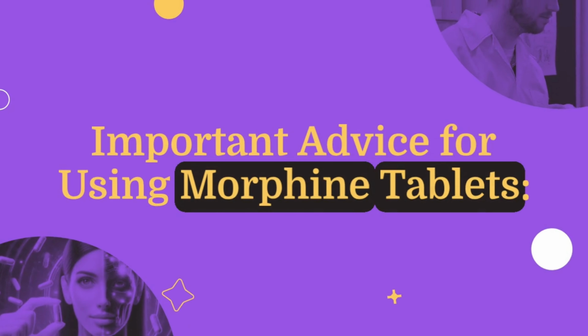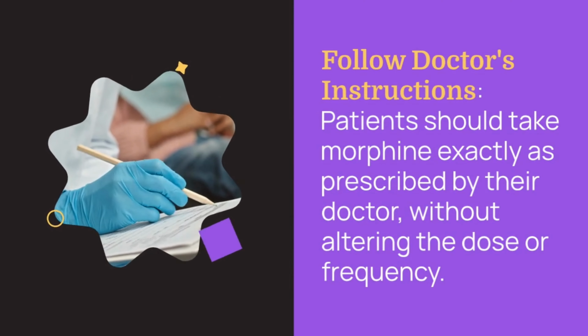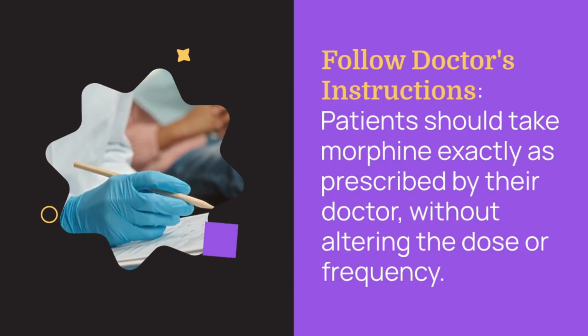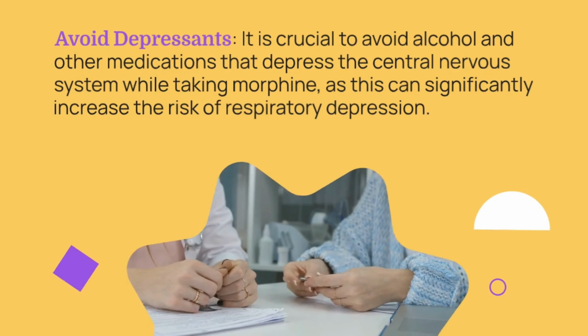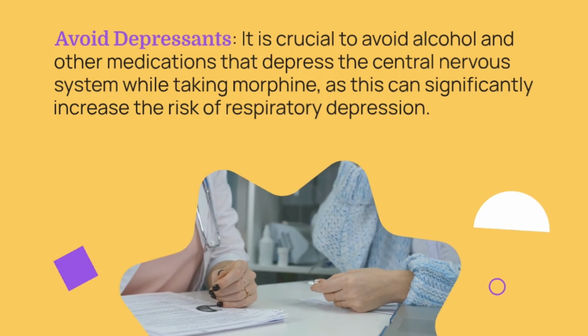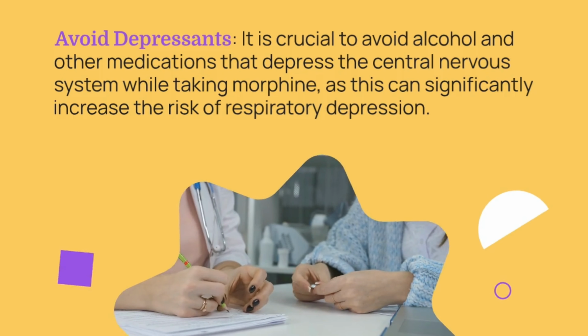Next, important advice for using morphine tablets. Patients should take morphine exactly as prescribed by their doctor, without altering the dose or frequency. It is crucial to avoid alcohol and other medications that depress the central nervous system while taking morphine, as this can significantly increase the risk of respiratory depression.